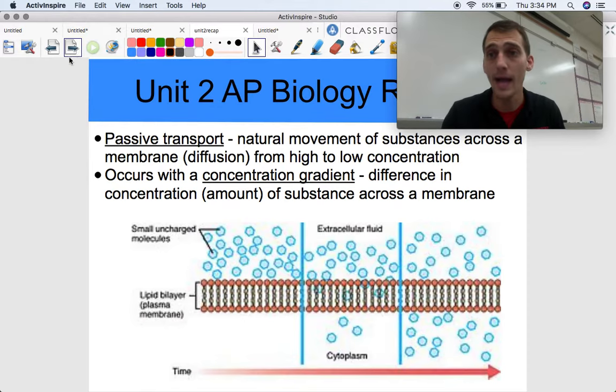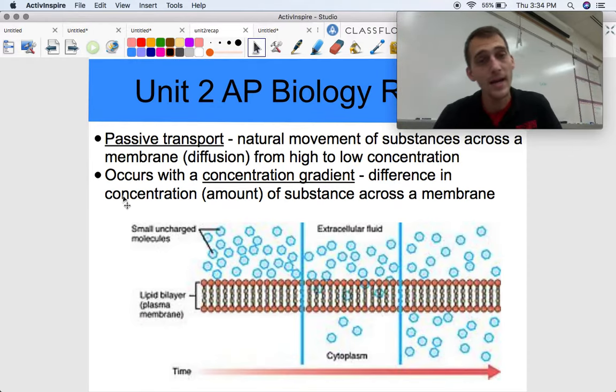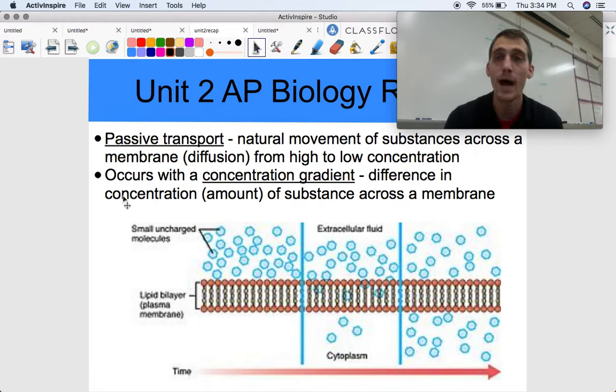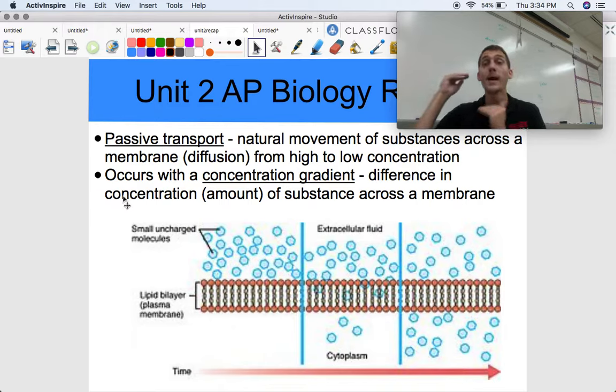And cells rely on diffusion for this to happen. When we call it diffusion across a membrane, that's called passive transport. Passive means you don't have to apply a whole lot of energy. You can just kind of let it happen. So passive transport is a natural movement of substances across a membrane from a high to low concentration. This only happens when there is what we call a concentration gradient. My definition is that it's a difference in concentration, the amount of something per unit of volume, across a membrane.